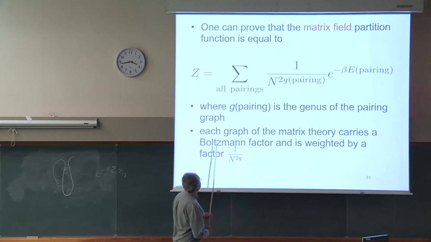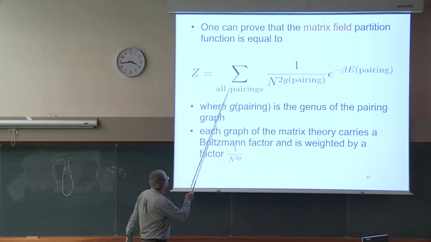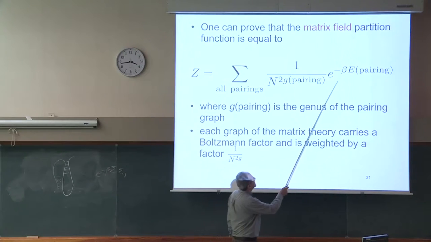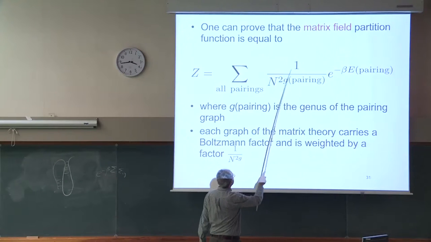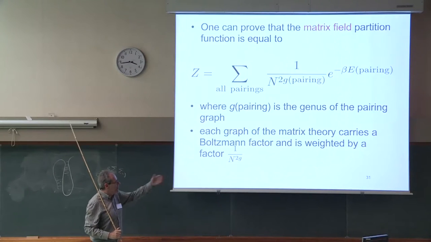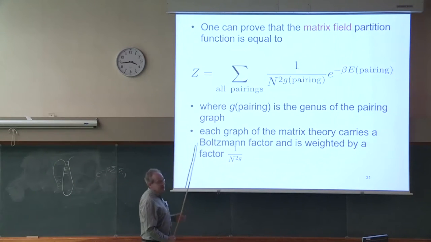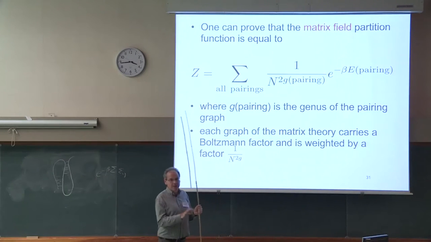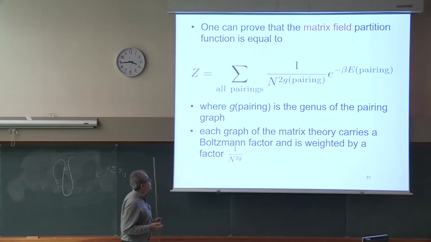So, the matrix field partition function, in fact, has this form. It's a sum over all pairings. So, this is e to the minus beta, the energy of the pairing, so the standard energy. And then you have a factor which is 1 over n to the 2g of pairing. So g is the genus of the pairing graph, which I will come back to in a second. And so this is the weight for each of these graphs. So of course, if you take all the graphs of zero genus, these are the planar graphs, so these are the Hartree graphs or planar graphs. And the difficulty is to try to calculate the graphs with higher genus.